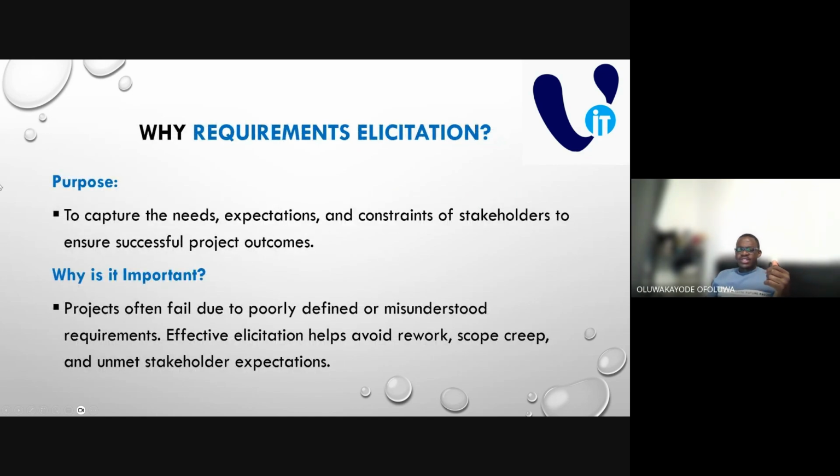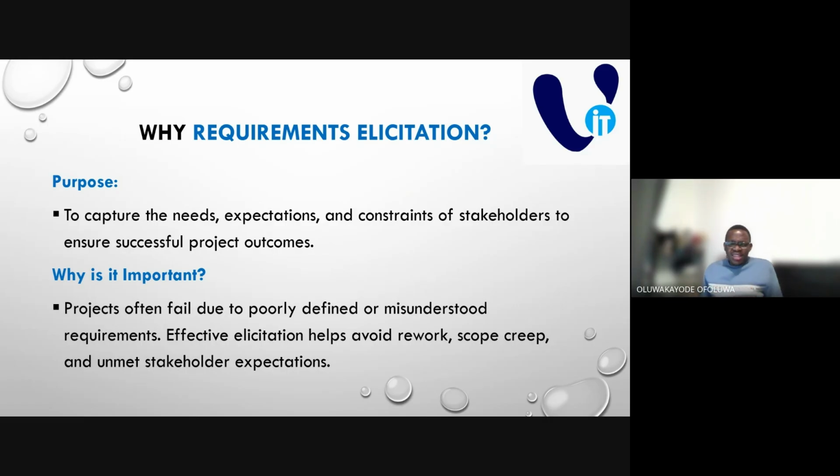So why do we even do this thing called requirements elicitation? The purpose is to capture the needs, the expectations and constraints of stakeholders to ensure successful project outcomes. That's the simple purpose, just to capture the expectations of stakeholders, to know the constraints, that is the boundary of what they are expecting, to know what their needs are, to understand the pain points, so that we can provide a solution, we can give options, we can give solutions that meet their requirements, that meet what they are looking for from this thing.